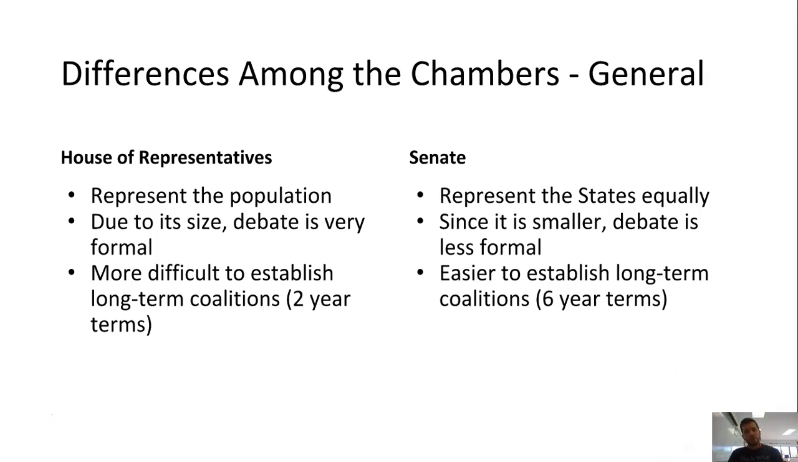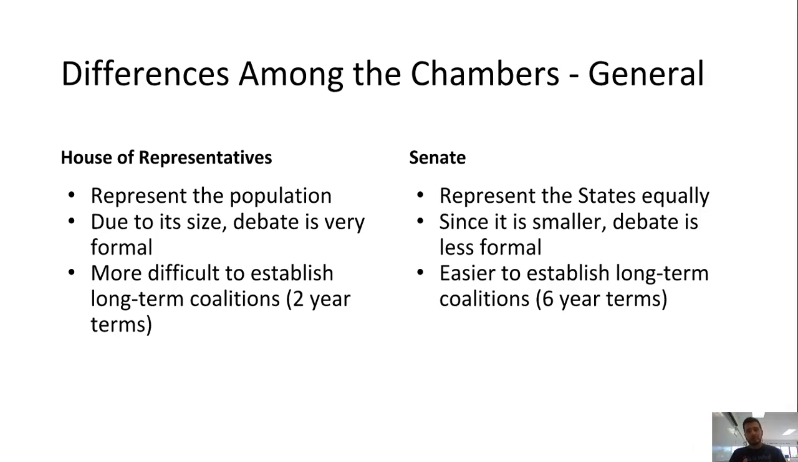Since the Senate's a little bit smaller, debate is a little bit less formal. We'll get to that in a second, and that's going to allow a lot more freedom to senators to kind of play with the rules a little bit. So we'll see what happens there in a second.